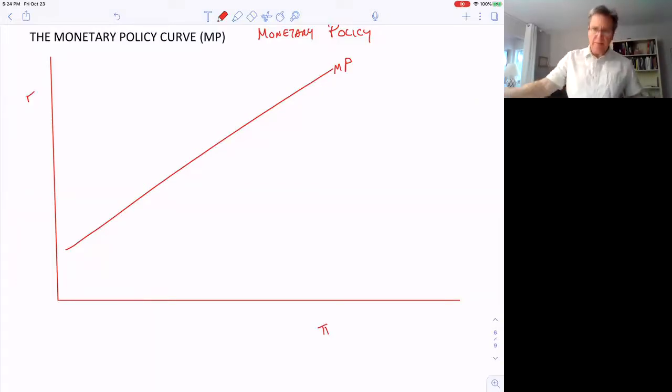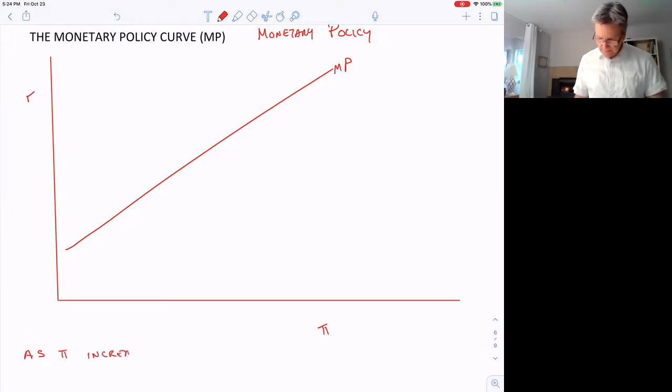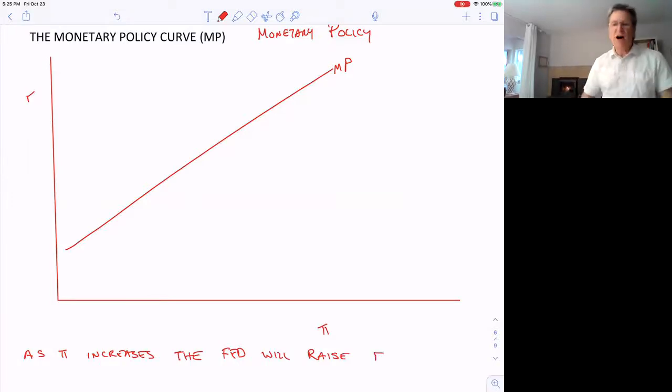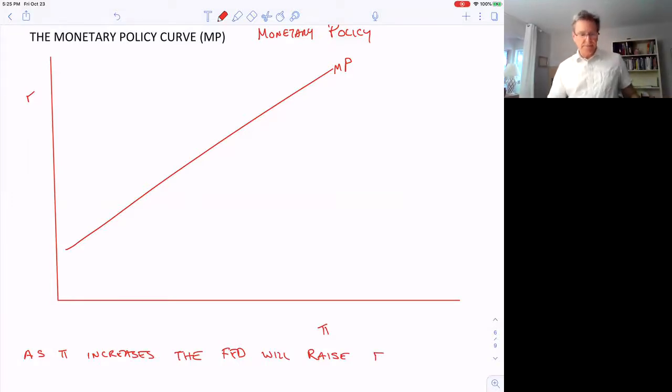So we can draw this MP curve as just a straight line to show what the Fed is going to do if there's inflation. So as inflation increases, the Fed will raise R. Now, of course, they're going to actually raise little i, but as they raise little i, little r goes up too. This will cause a movement along the curve.